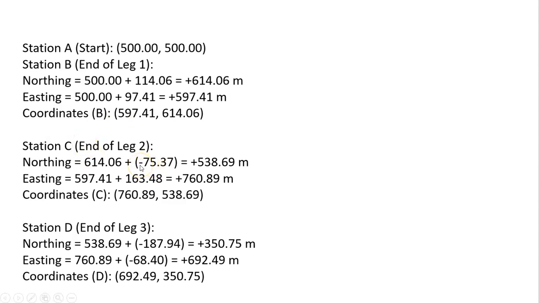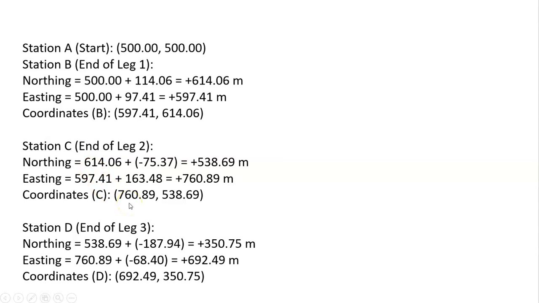Now we repeat the same steps, but care must be taken while simplifying with the negatives here. So it is minus here, so we are supposed to deduct it. 614.06 minus 75.37 is 538.69, whereas easting is 597.41 plus 163.48. It is again plus 760.89 meters. Therefore, now we have the coordinates of C in addition to coordinates of B, and these two are calculated assuming 500, 500 as the coordinates of station A.